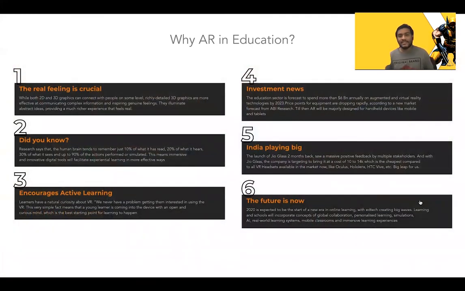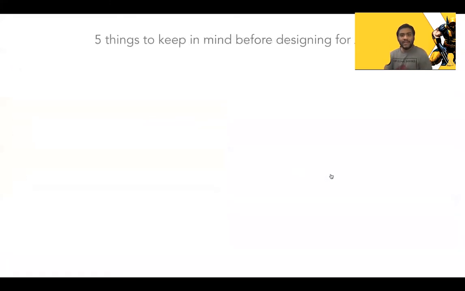So these are the six summarized: real feeling is crucial. 90% actions are performed and simulated are understood better. Encourages active learning. Big investments. India playing big, and the future we can build together now. So five things to keep in mind. This is the fourth part of my video, and five things to keep in mind before designing for AR.